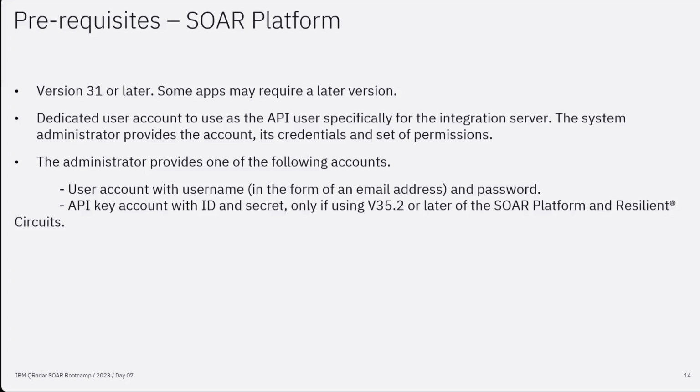Now, what are these accounts? One is the user account and one is the API key account. The user account comes with the username in the form of an email address, and a password. You must have seen that we use that to log in on the SOAR platform. And the API account comes with the ID and secret. That's required only if you're using SOAR platform version 35.2 or later and resilient circuits.